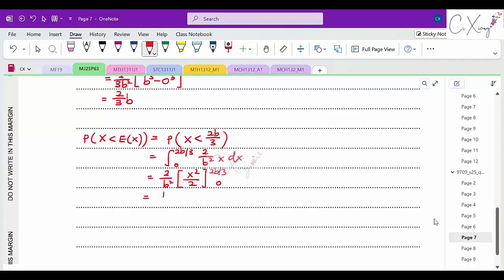Again, I take out the constant first before substituting the limits. So 2b over 3 substituted into x, you will have 2b over 3 squared, then minus 0 squared. After that, if you put the square in the bracket, you will have 4b squared over 9. Simplify them. This is how you get the answer that they want you to show, which is the probability of 4 over 9.